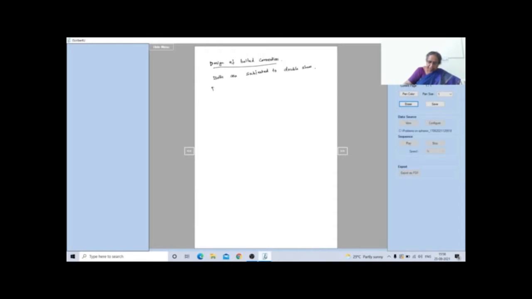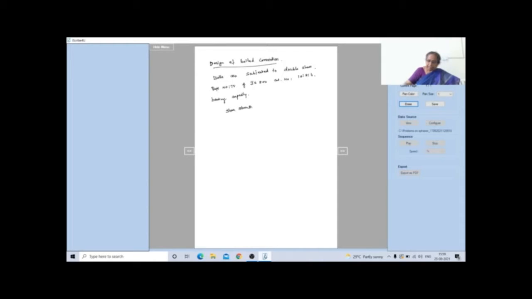On page number 75 of IS 800, clause number 10.3.4, they have given the bearing capacity of a bolted connection. First we calculate the shear strength, then we calculate the bearing strength.